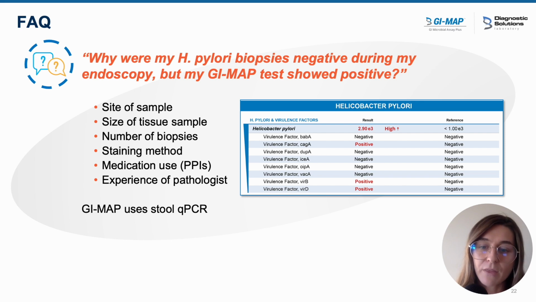The reason why the biopsy results can be flawed is because there can be a lot of human error associated with it. So it's the site that the sample was taken. Was there enough tissue taken when the sample was collected? How many biopsies were collected to be analyzed? What was the staining method that was ordered? Was the individual on acid suppression at the time that the biopsies were taken? And what is the experience of the pathologist that's actually reviewing the biopsies?